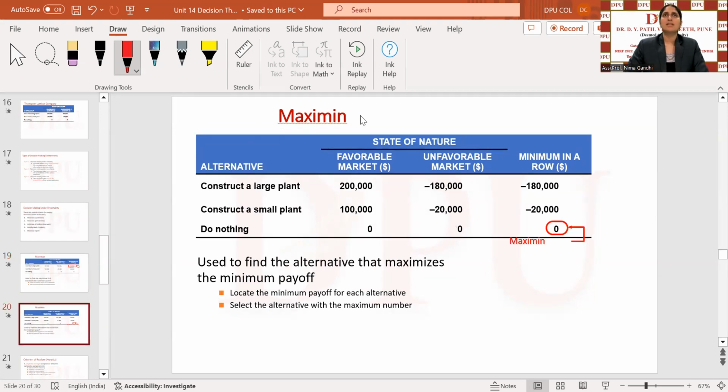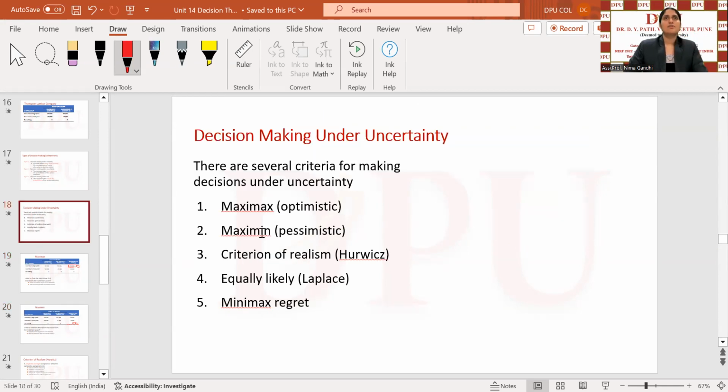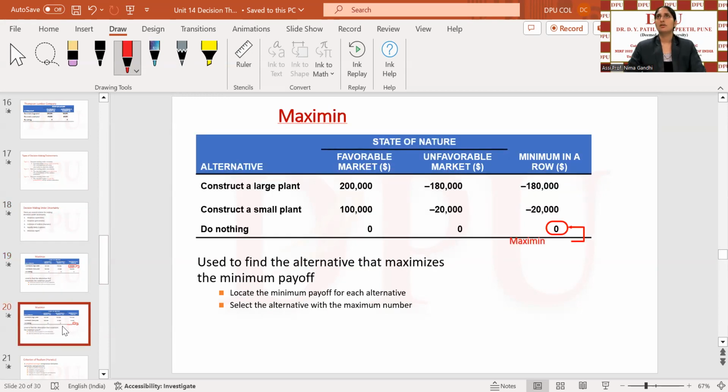The second one is maximin criteria. So first you are finding out the minimum, then you are finding out the maximum of the minimum. Okay. So here, if you see, this is pessimistic. You don't want to take any risk. You are not ready to bear any loss. So you are playing safely.